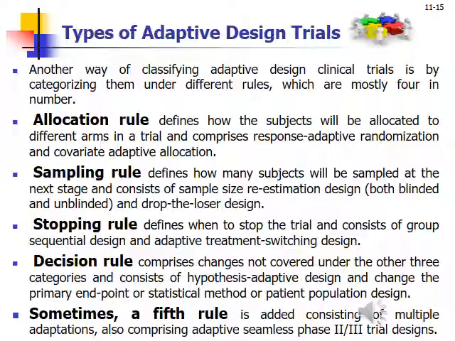Stopping rule defines when to stop the trial and consists of group sequential design and adaptive treatment switching design. Decision rule comprises changes not covered under the other 3 categories and consists of hypothesis adaptive design and change the primary endpoint or statistical method or patient population design. Sometimes a fifth rule is added consisting of multiple adaptations, also comprising adaptive seamless phase 2 and 3 trial designs.